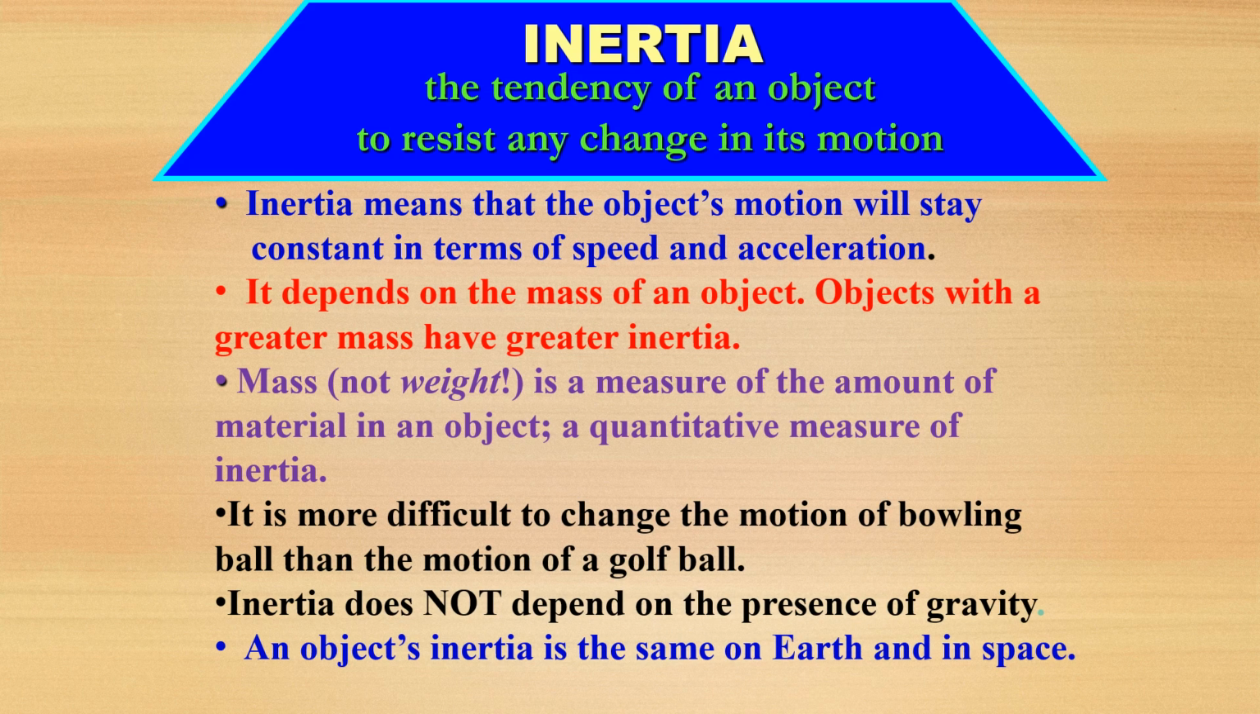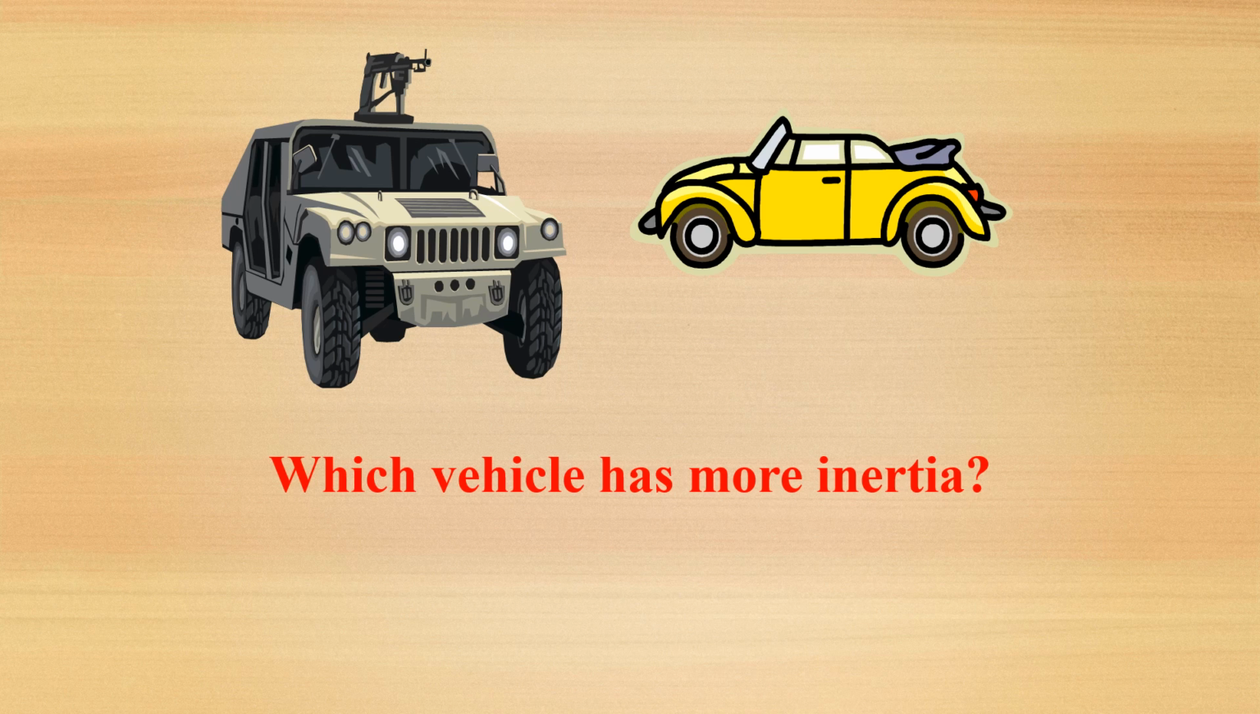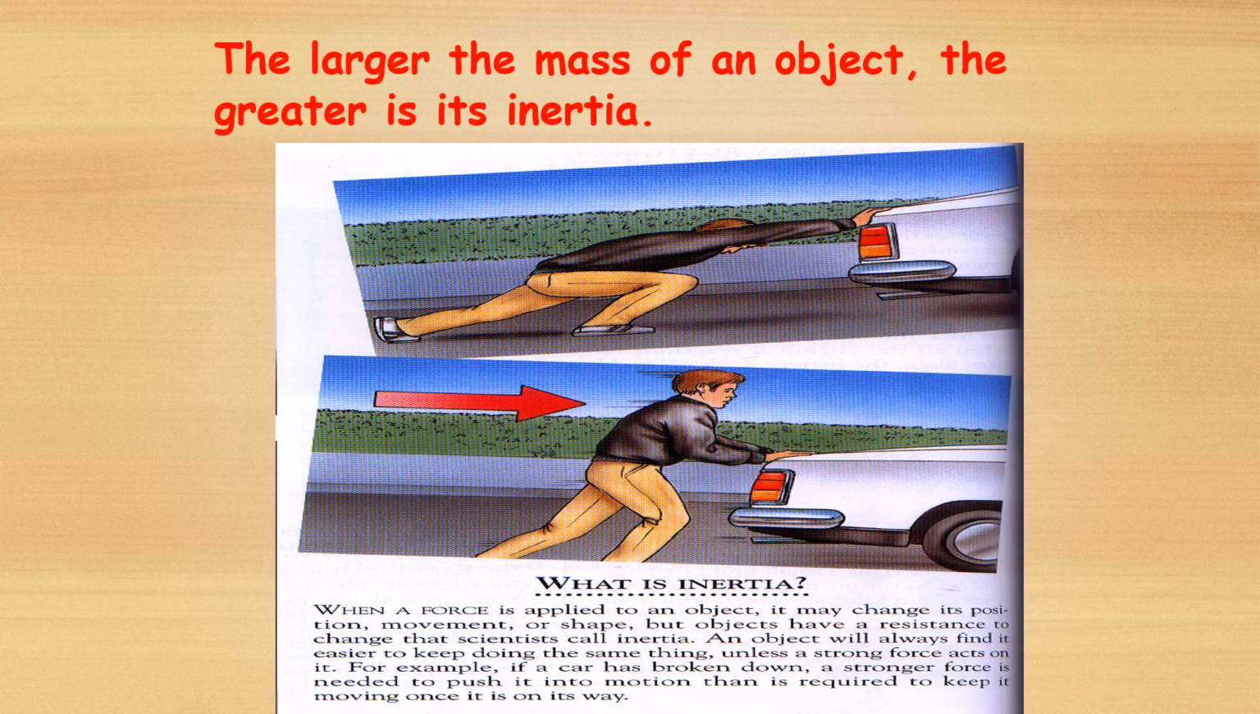It is more difficult to change the motion of a bowling ball than the motion of a golf ball because the mass of a bowling ball is greater than the mass of a golf ball. Inertia does not depend on the presence of gravity. An object's inertia is the same on Earth and in space. Which vehicle has more inertia, the hammer or the automobile? This picture shows that the larger the mass of an object, the greater is its inertia.